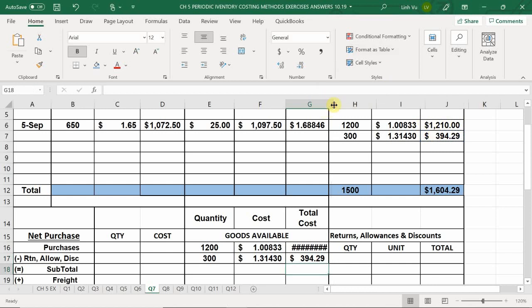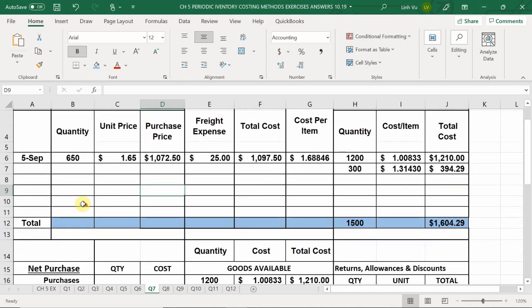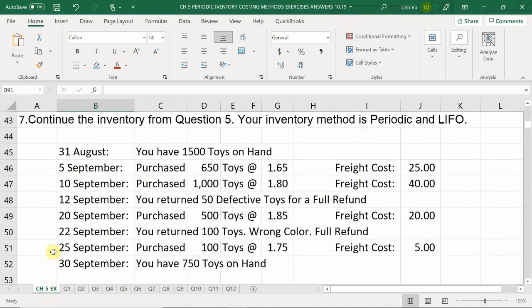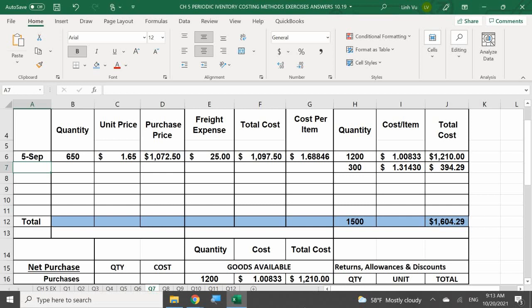So since we are assuming that when we purchased our batch of inventory here, we're going to make sure that nothing has happened to it before we carry it into our goods available. So let's see, did anything happen to this? On September 10, we end up purchasing 1,000 toys at $1.80 with the freight of $40. So 1,000 toys, $1.80 and $40 freight. In this case, nothing happened to my September 5th. Everything came out good. So therefore, I need to carry that amount into my inventory.